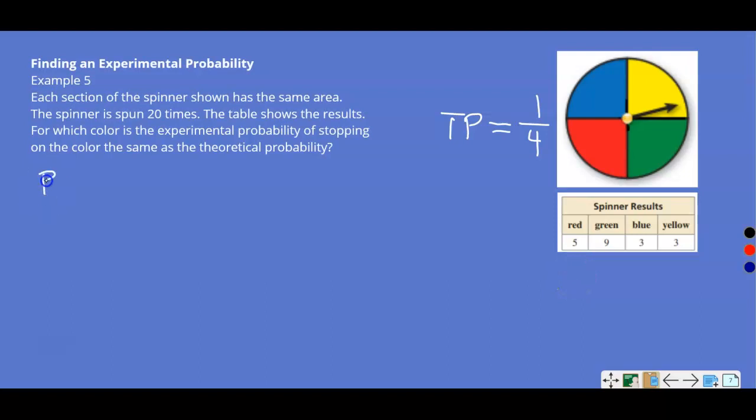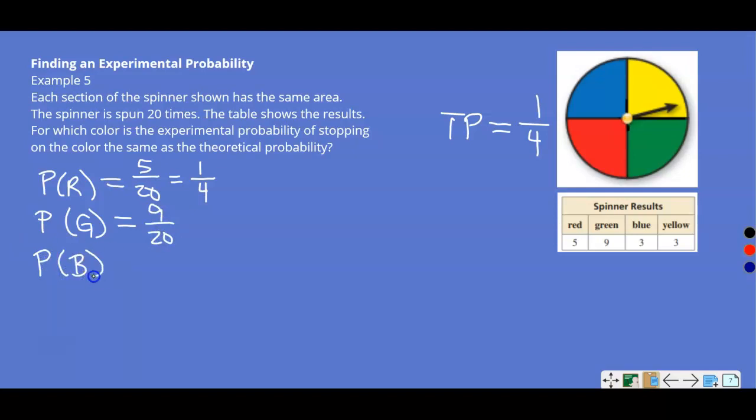So we can say the probability of red is going to be 5 out of 20. So we can see right away that that's going to be our correct answer. But we can go ahead and do probability of green is 9 over 20. Probability of blue is 3 over 20. And the probability of yellow is also 3 over 20. All right, so none of those others will reduce.